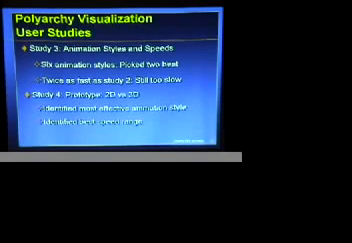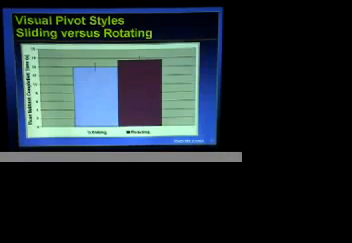Let me show you the key results here. This is like the fourth study, after doing a series of iterative designs and getting the system basically to a usable state. Then we did some specific tests comparing sliding versus rotation. We found a significant performance advantage for sliding, but as I said, that may be just because the tasks we chose were ones where displacement was more important to observe than form.